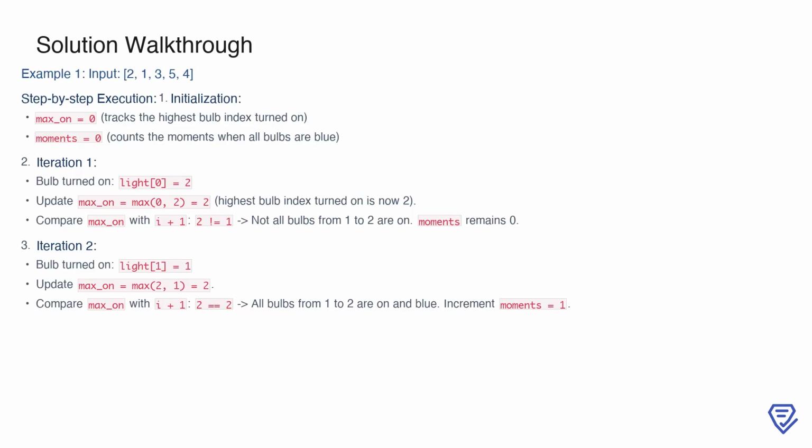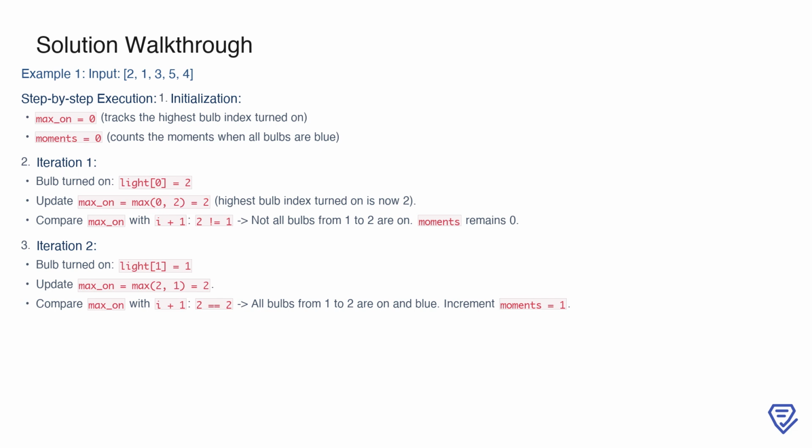Here, we start with the first example where the input sequence of bulbs being turned on is 2, 1, 3, 5, 4. Initially, we set max_on to 0, which keeps track of the highest bulb index that is turned on, and moments to 0, which counts the moments when all bulbs up to the highest turned on bulb are blue. In the first iteration, bulb 2 is turned on. We update max_on to the maximum of max_on and 2, which becomes 2. Then, we check if max_on equals i plus 1, where i is the current index. Since 2 is not equal to 1, not all bulbs from 1 to 2 are blue, so moments remains 0.